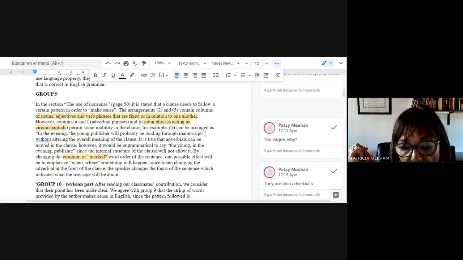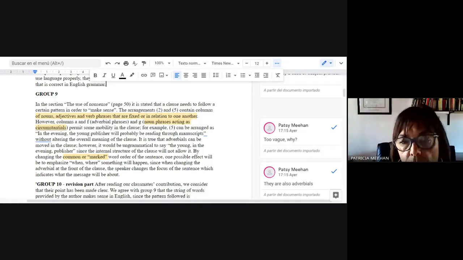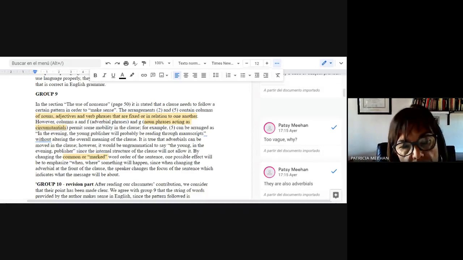All of them are movable. So what you say is, they permit some mobility in the clause. All of them, that's true. Adverbials can have mobility, no matter whether they are made up of adverbs or of noun phrases.